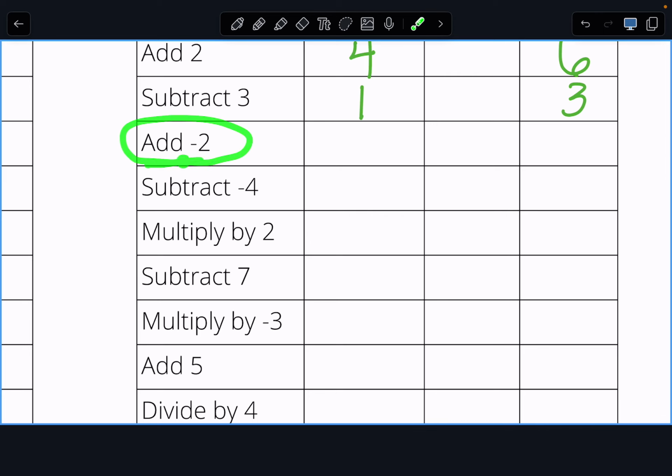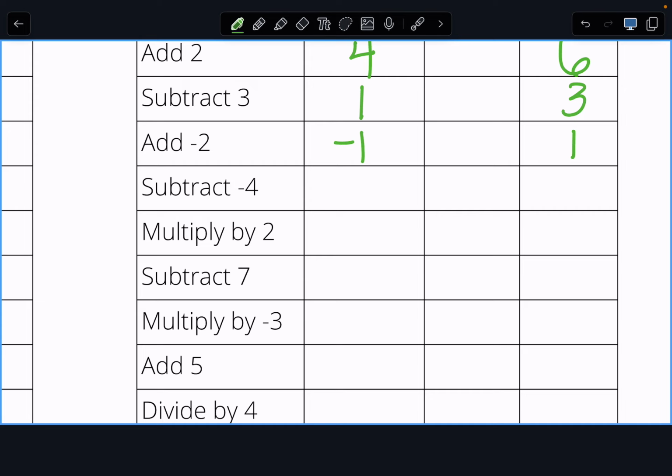Add negative 2 is the same thing as what? Negative 4. Minus 2. Is the same thing as minus 2. So what's 1 minus 2? Negative 4. Thank you. And what is 3 minus 2? 2. Whoa.